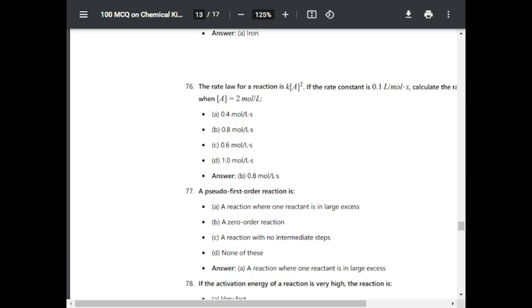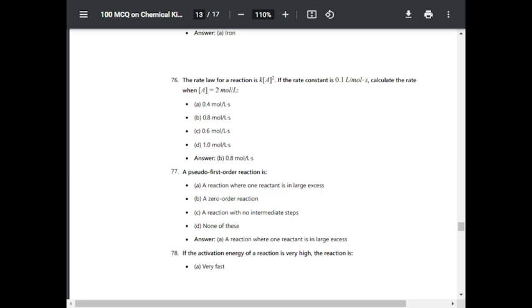The rate law of a reaction is rate equals k[A] squared. If the rate constant is 0.1 liter per mole per second, calculate the rate when [A] is equal to 2 mole per liter. By calculating, we will get the answer is equal to 0.8 mole per liter per second. That is, option B is correct.